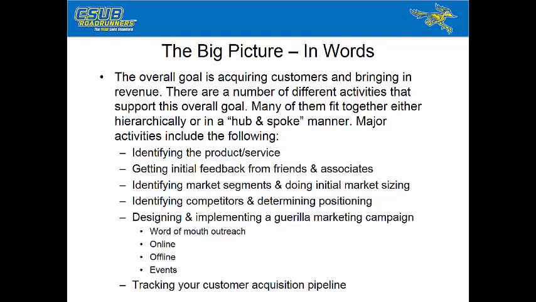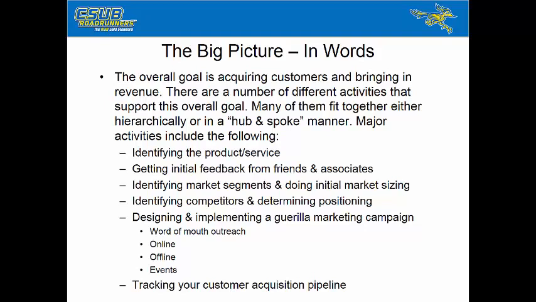Some of the major activities that we're going to be talking about are identifying the product or service, getting initial feedback from friends and associates, identifying market segments and doing initial market sizing. That's the stuff we're going to be talking about today. Identifying customers, competitors and determining positioning, we'll talk a little bit about that on Thursday and a little bit about it next week.